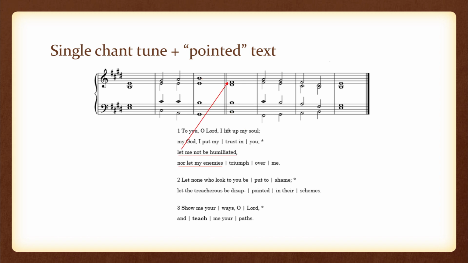The words let me not be humiliated, nor let my enemies all take up the fourth measure. Triumph takes over the fifth measure, with each syllable of triumph taking a single note in that fifth measure. And the word over takes up the 2 notes in measure 6, with each syllable taking only a single note. Finally, the word me takes up the last measure.